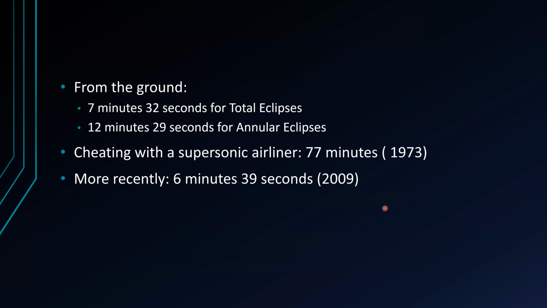Some people like to cheat, though. Specifically, in 1973, there was a group of scientists who hopped in a Concorde jet and followed a solar eclipse along the path of totality for about 77 minutes, which is unlikely to happen anytime soon. But more recently, the longest solar eclipse that was visible on Earth was the 2009 solar eclipse that went through Central Asia, which had a period of totality of about 6 minutes and 39 seconds. We'll talk more about the period of totality for the upcoming North American eclipses near the end of this presentation.